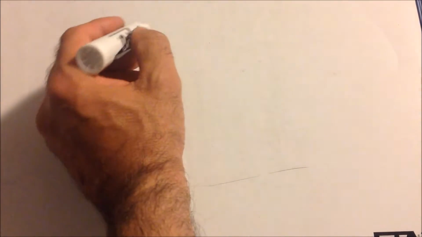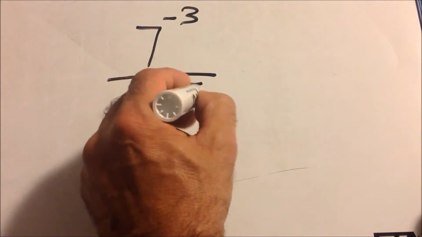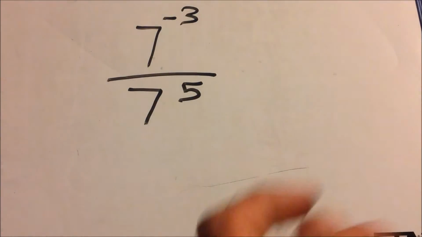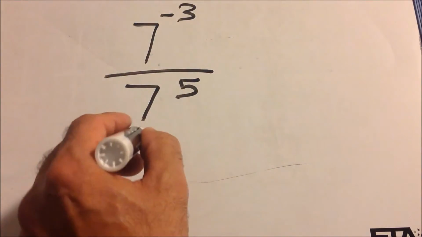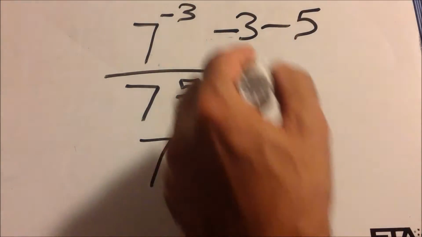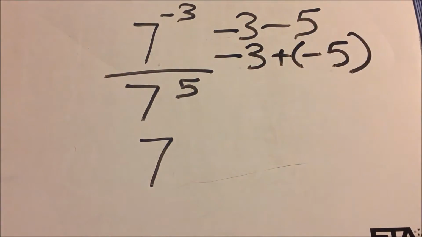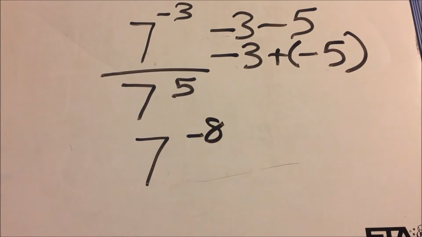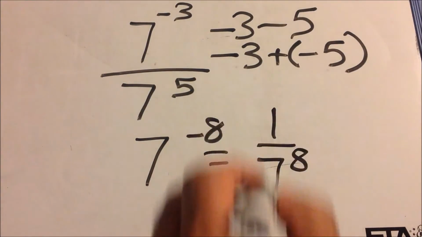Okay, let's do another one. Let's say I had 7 to the negative 3rd power divided by 7 to the 5th power. Okay? So here, we have the same base, so we keep the base 7. And it's negative 3 minus 5 now. And we keep change. We're going to have a negative 8. Again, when we have a negative exponent, we make a fraction. So this is 1 over 7 to the 8th power.